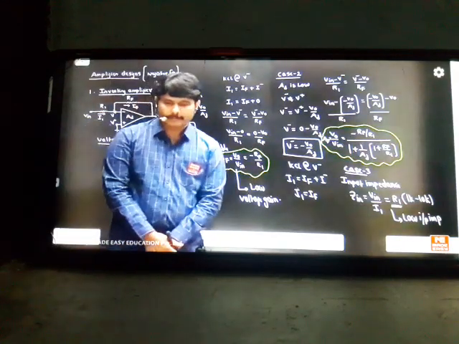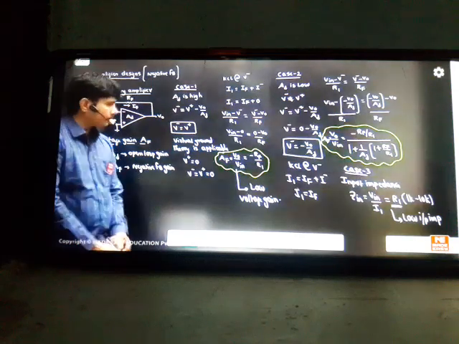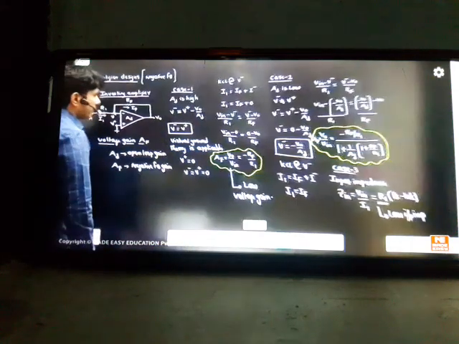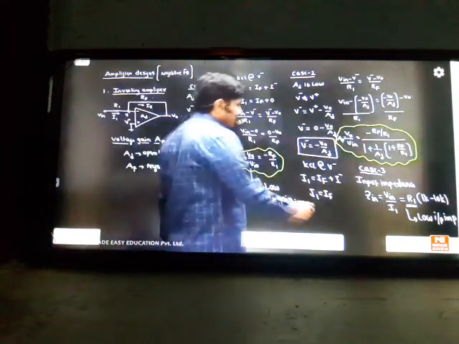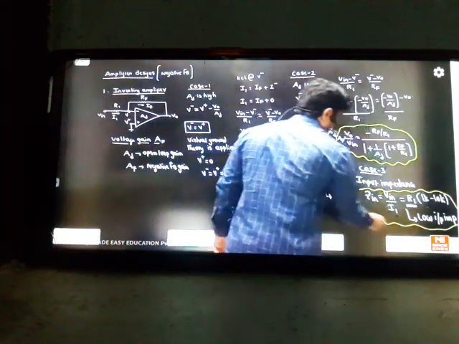Yes, Shovik, this is the first slide I'm teaching. With this, I covered my first lecture today. That is the complete analysis of the inverting amplifier. Total 3 points you have to highlight in the notes. These 3 results are important in the class.